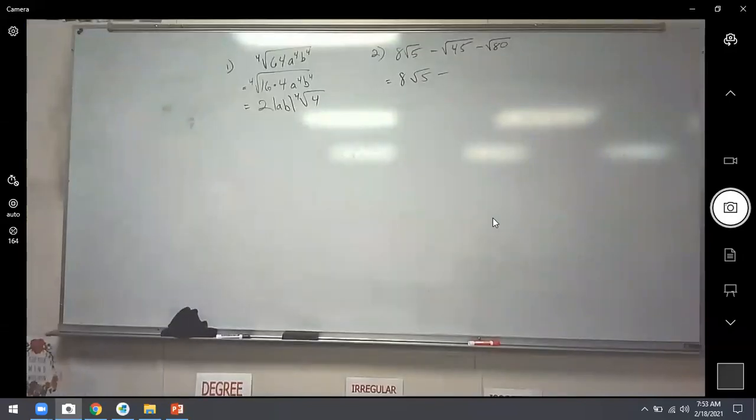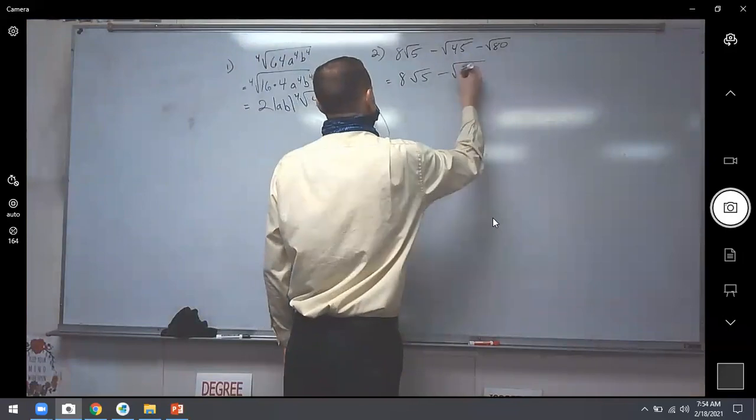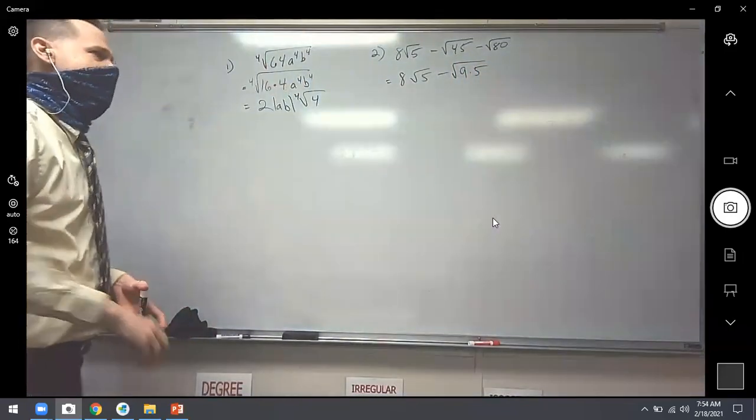What about 45? How many squares go into 45? If you look down your list of squares, I believe 9 is on there, correct? And 9 is a perfect square. It goes into 45. 9 goes into it 5 times, right? So I can think of this as a 9 times 5.